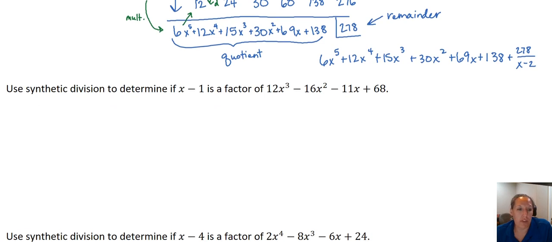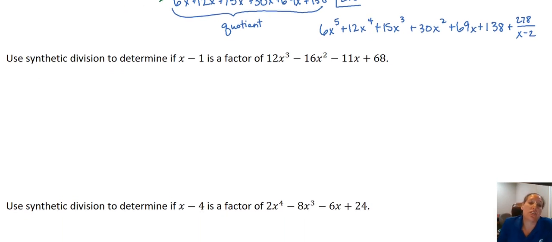All right, our next example, we've got synthetic division. Use synthetic division to determine if x minus 1 is a factor of the polynomial 12x cubed minus 16x squared minus 11x plus 68. Remember, we use the term factor, meaning that it goes evenly into it, or it has a remainder of 0. And so that's how we're going to determine this. We are going to do the same division just like we did on the previous example. And if our remainder is equal to 0, then the answer is yes, it's a factor. If our remainder is anything else, then it is not a factor.